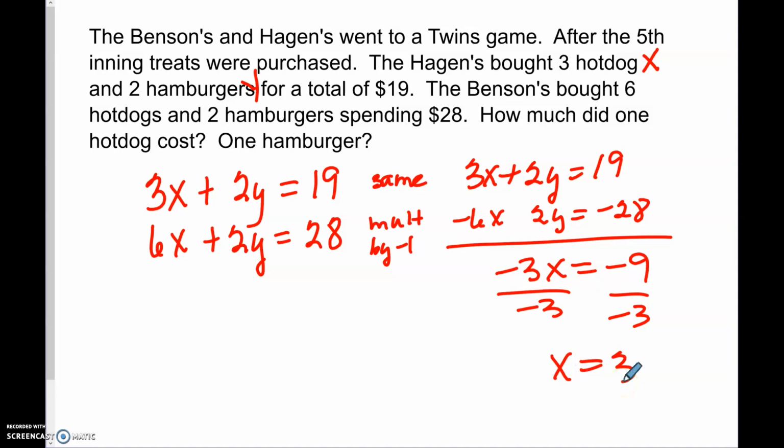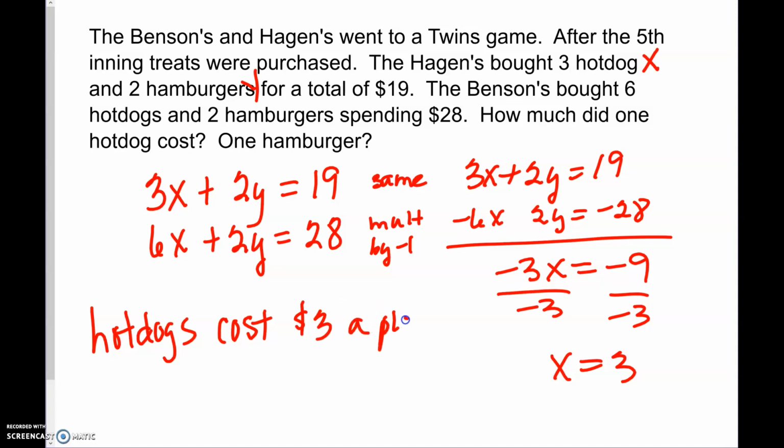So what does that mean? Hot dogs cost $3 apiece. So let's put this 3 in here. Let's put a 3 in here. 3 times 3 is 9 plus 2y equals 19. Subtract 9, so we're going to get 2y equals 10. Divide by 2, and y is 5.